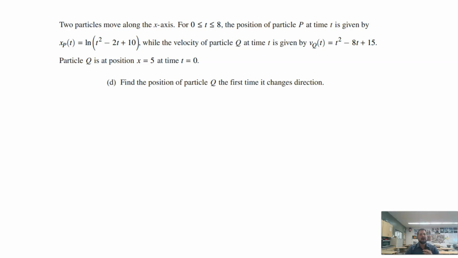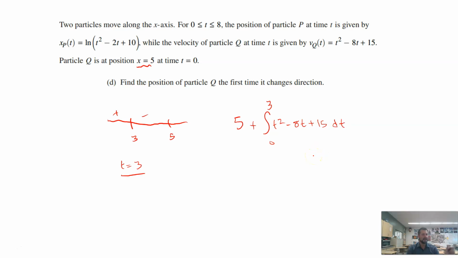Lastly, I need to find the position of particle Q the first time it changes direction. Well, remember, in order to change direction, we have to have our velocity equal 0 and change sign. And that's exactly what happens at time equals 3. So that's the first time it changes direction. Now I need to find the position at that time. So what we do is we take our initial position, that's my 5, plus the integral from 0 to 3 of t squared minus 8t plus 15 dt, and then we have to solve that.